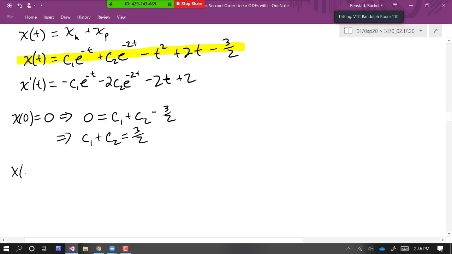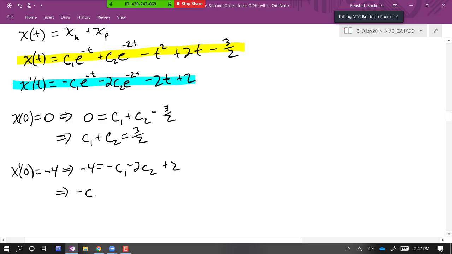And then x prime of 0 is negative 4. So negative 4 equals, okay, if I plug in 0 to this equation, we get minus C1 minus 2C2 plus 2. And I think that tells us that negative C1 minus 2C2 is equal to negative 6.